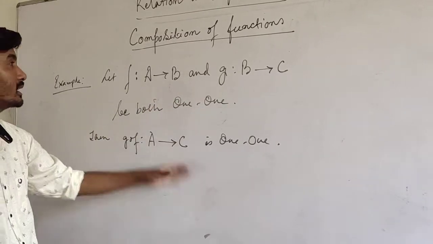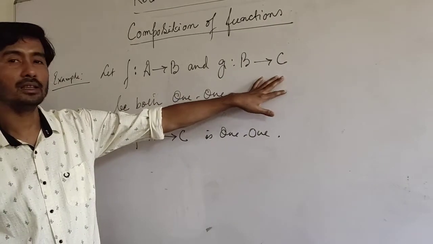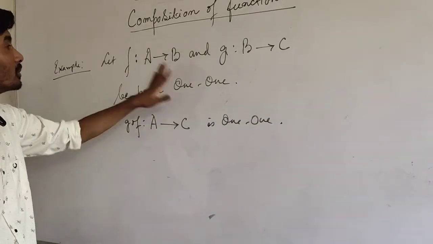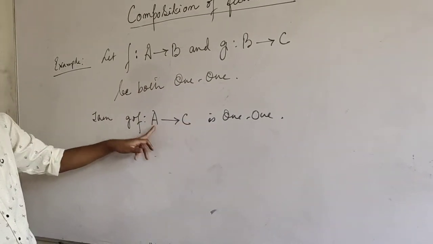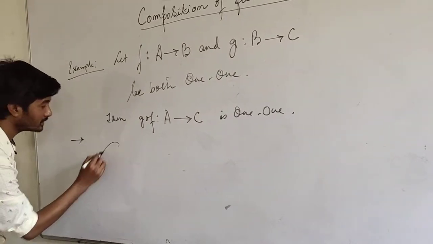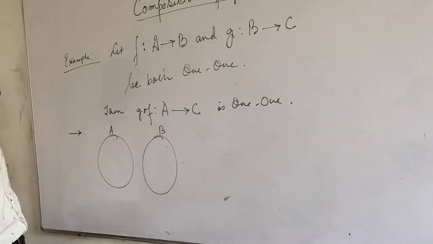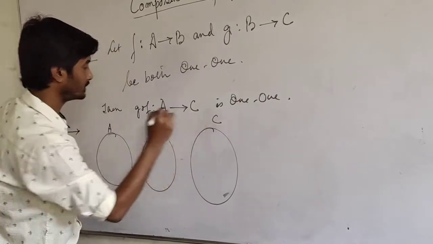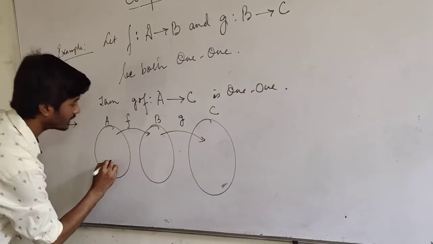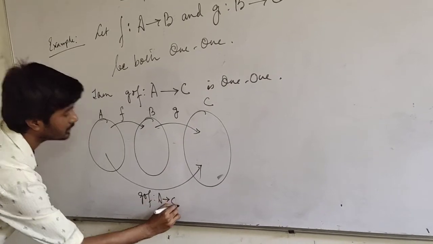If I take two functions, namely f function from A to B and z function from B to C, and both these two functions are 1-1, then we have this result that their composition, which is ZOF, a function from A to C, is again 1-1. Let us see what happens here. Here we have the first set A, the second set B, the third set C. The first function is f, the second function is z, and their composition is ZOF from A to C.